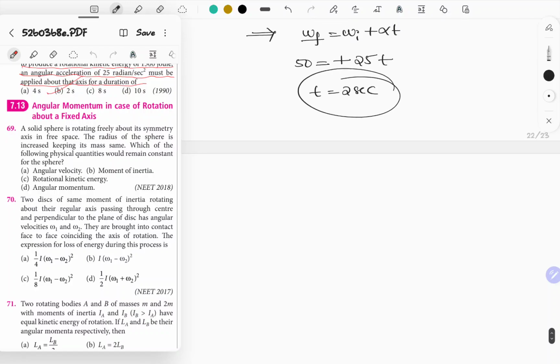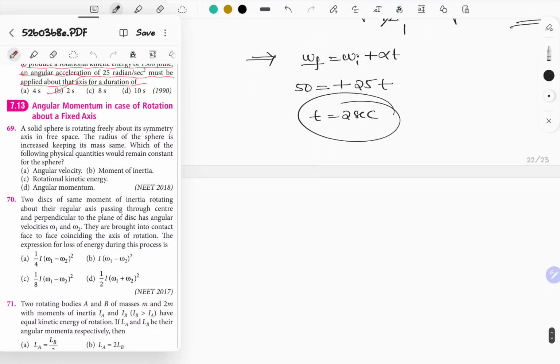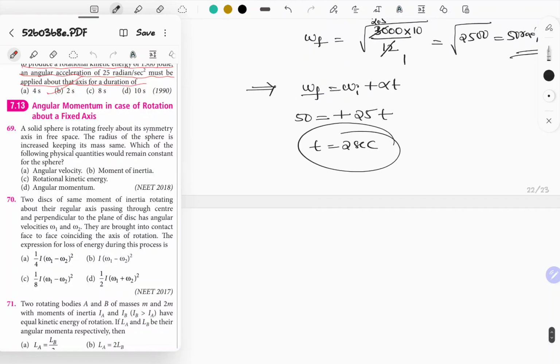Welcome to the fourth part of System of Particles and Rotational Motion. Today we are going to solve numericals based on angular momentum and rolling motion. Let's get started. In the previous session, in the third part, we solved numericals up to 68. Let's start with question number 69, which is based on angular momentum.